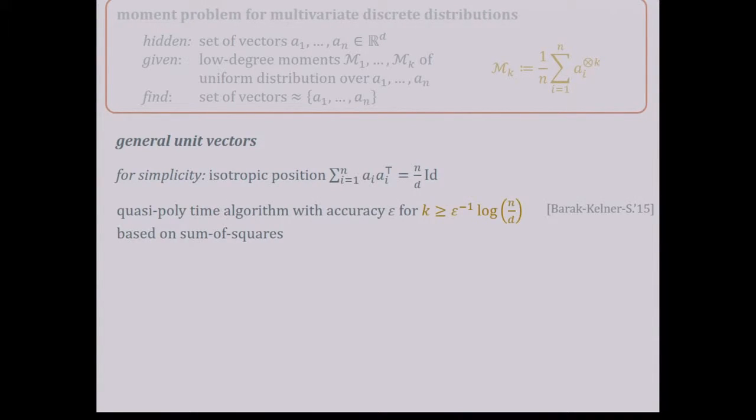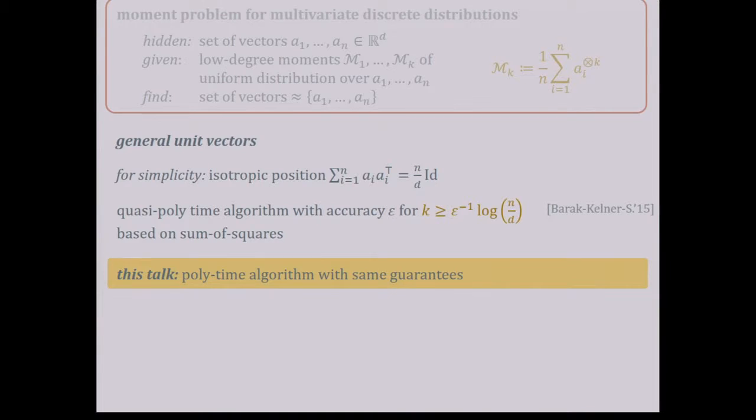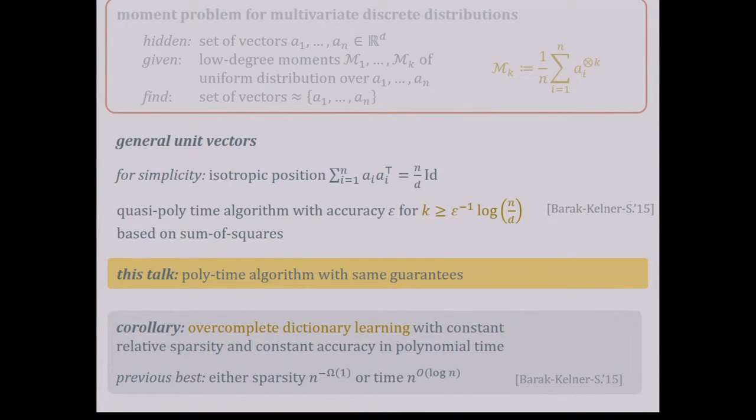And it turns out that if you're willing to spend quasi-polynomial time and you want to recover the vectors up to some accuracy epsilon, then if you get moments up to degree 1 over epsilon times logarithmic in this ratio n divided by d, then you can recover the vectors. And this algorithm is based on sum of squares. The techniques in this talk allow you to achieve the same guarantees, but with a polynomial time algorithm. And this also has some applications for dictionary learning.